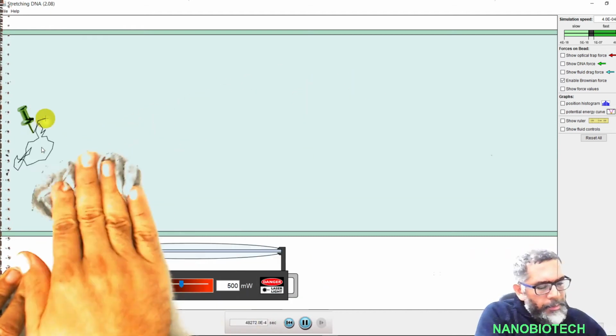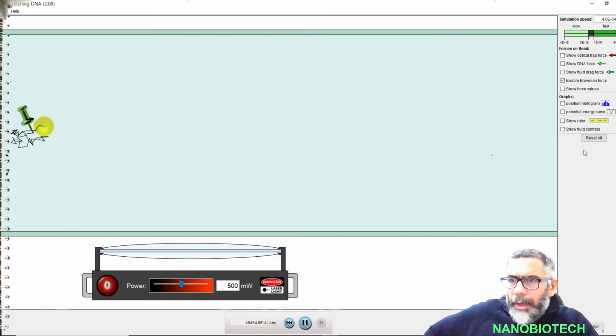But for the time being, just to make our measurements easier, we will disable the Brownian motion by unchecking this checkbox, enable Brownian motion. Now the sphere is not doing this zigzag motion, but you can move it by grabbing it with your mouse. Whenever you grab it at some position over here, you will see that the DNA is pulling the sphere towards this fixed end.